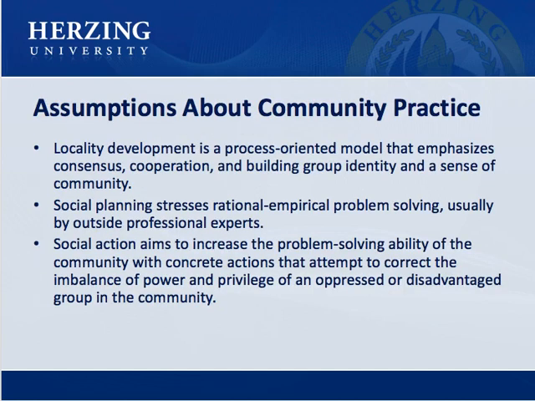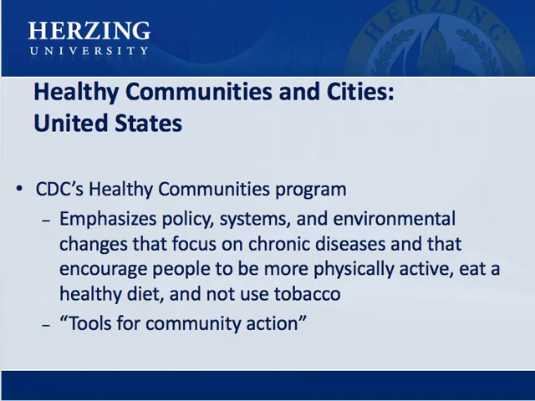Assumptions about community practice. Rothman and Troutman's essential models for community practice are locality development, which is a bottom-up approach. It is a process-oriented model that emphasizes consensus, cooperation, and building group identity and sense of community. Social planning stresses rational empirical problem solving, usually by an outside professional expert, and does not focus on building community capacity or fostering fundamental social change. And social action is also a bottom-up approach, and it aims to increase the problem-solving ability of the community with concrete actions that attempt to correct the imbalance of power and privilege of an oppressed or disadvantaged group within the community.